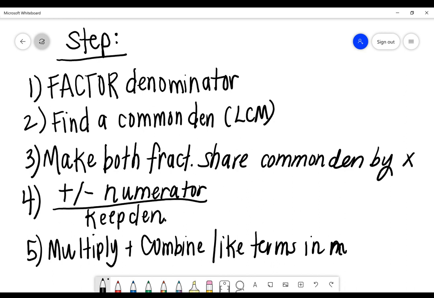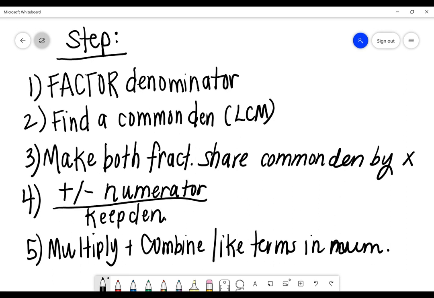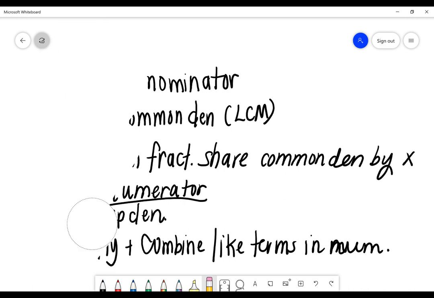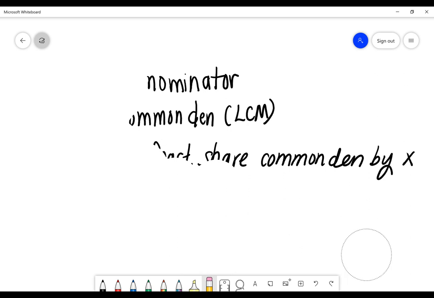So, the numerator. Let's go ahead and look at a problem where we're going to go through all these steps. We'll factor the denominator, find a common denominator, make both fractions share that denominator, then add or subtract the numerators, keep the denominator, multiply, and simplify essentially. So let's go ahead and do this. Let me pull up a problem that I would suggest copying down.